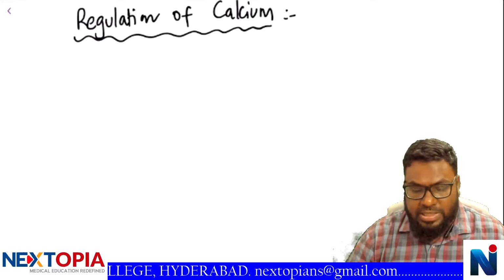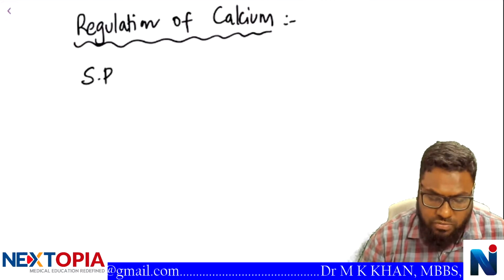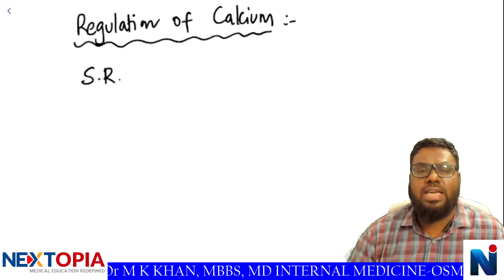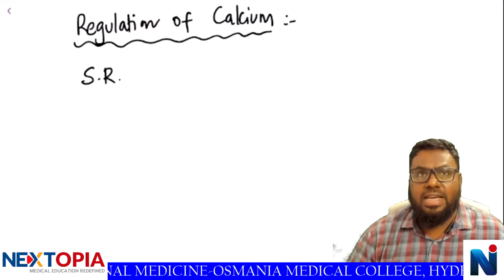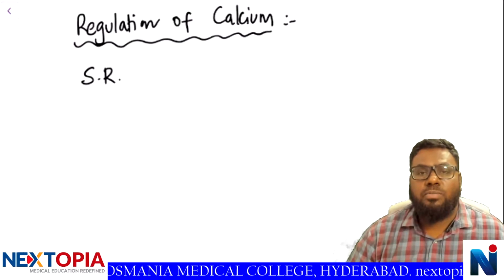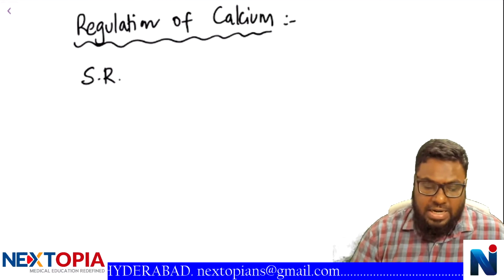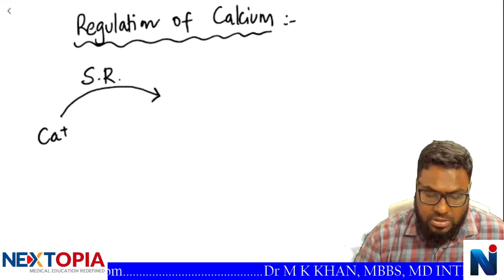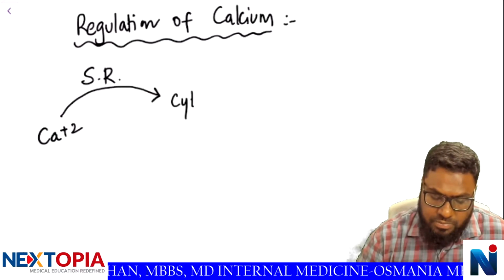Please remember that there is a cell organelle called the sarcoplasmic reticulum, which is a storehouse of calcium. It has got high concentration of calcium. There is a strong electrochemical gradient that is produced for calcium. So a very strong electrochemical gradient is required for the calcium to come out of the sarcoplasmic reticulum and enter into the cytoplasm.